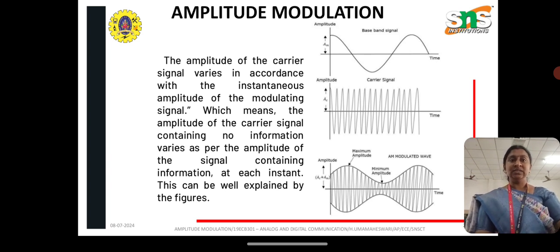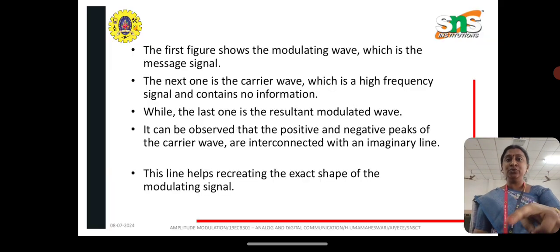This can be well explained by this figure, where the first signal is a baseband signal. We are considering an example signal, for which we have taken a sine wave. So in the output we will get the carrier signal, which is being suppressed, where the amplitude varies. In the amplitude signal, the maximum amplitude is reached and then the minimum amplitude, and finally we get the modulated output, that is, the carrier signal containing no information varies as per the amplitude modulation.